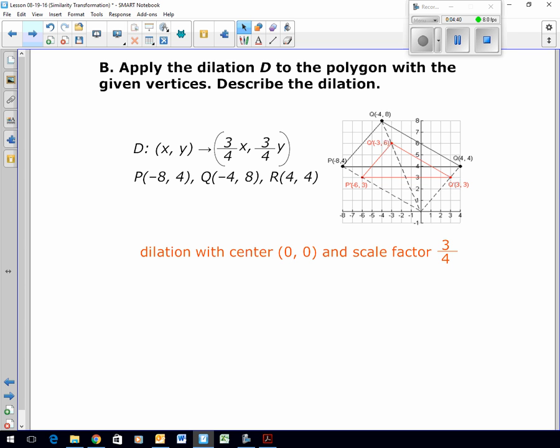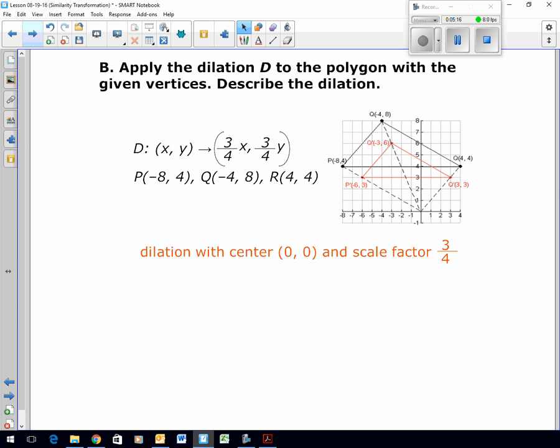Mr. Hobbs, I'm not good at multiplying fractions. That's okay. You have a tool that you can use to help you out, right? Use what you've got to get what you want. 3/4 times everything would reduce this particular triangle. (-8, 4) becomes (-6, 3), (-4, 8) becomes (-3, 6), and (4, 4) becomes (3, 3). Who's with me still?